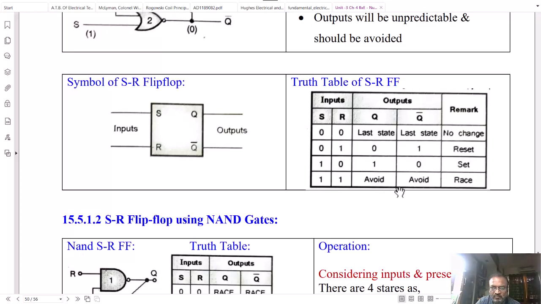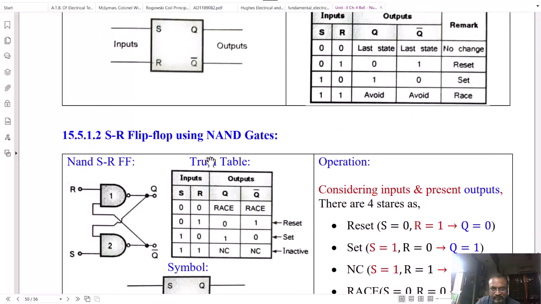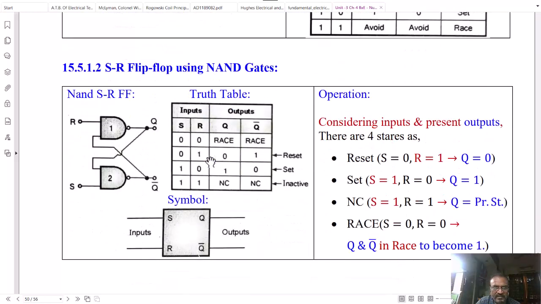When both inputs are 1, this condition should be avoided because this is called the race around condition. When this condition occurs, there will be a race in the outputs to become 1 simultaneously. Therefore, the logic operation of the cross-coupled inverter fails, and this condition should be avoided.